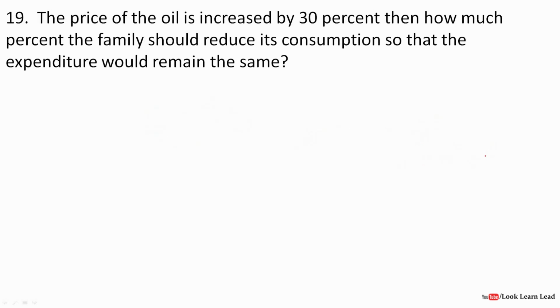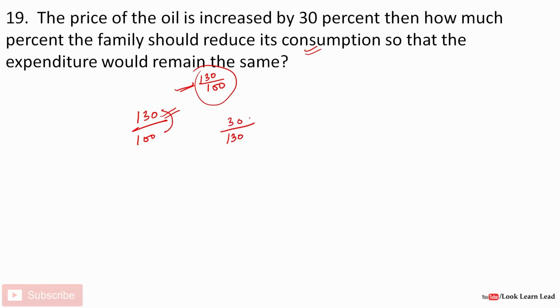Next question. The price of the oil is increased by 30%. So initially it was 100 and after that it becomes 130. When these types of questions are there, what I do is, the final value is 130, so in the denominator I'll write 130, and the difference between these two is 30. This 30 upon 130, we have to find the percentage, into 100. So you can just calculate it.